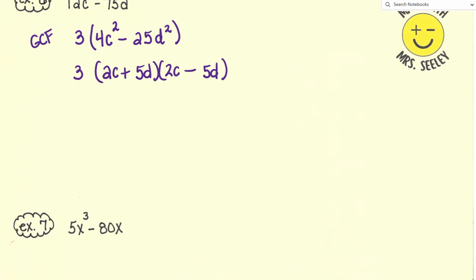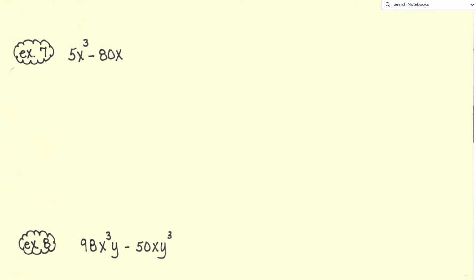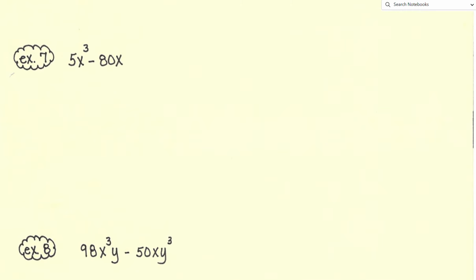All right, let's look at number 7. Looking at number 7, I'm trying to see if it's a difference of 2 squares, and it doesn't appear to be as is. But once again, if I try to take out a greatest common factor, I might see that I actually do have a difference of 2 squares. So I know that a 5 will go into both of my numbers, and they both have an X. So my greatest common factor is a 5 and the letter X.